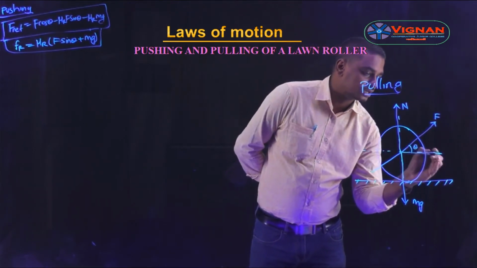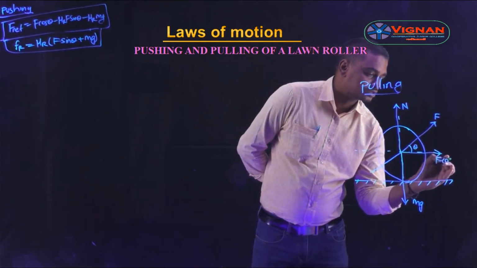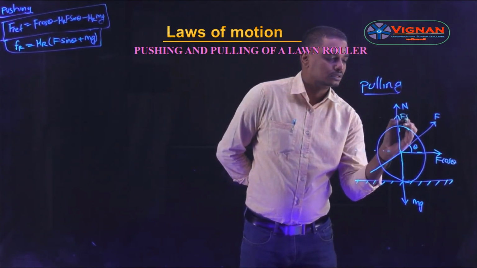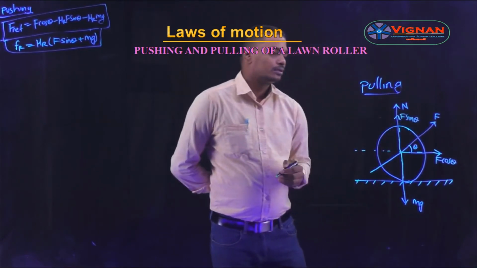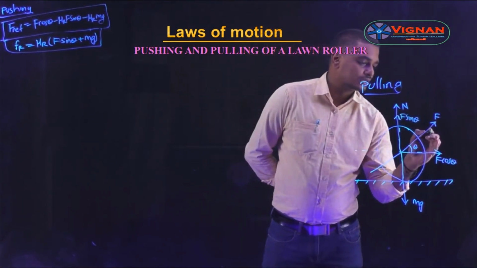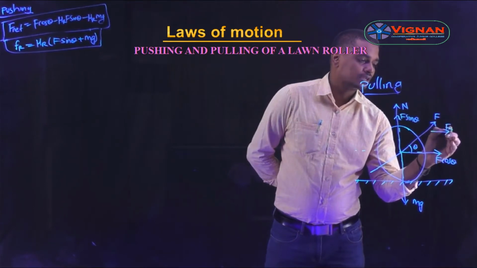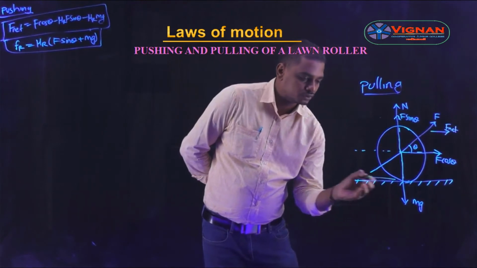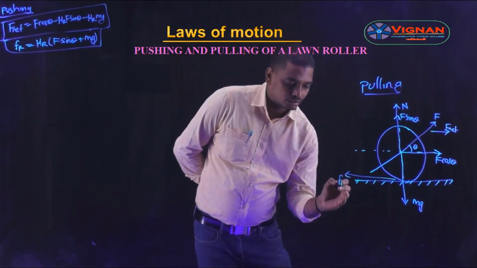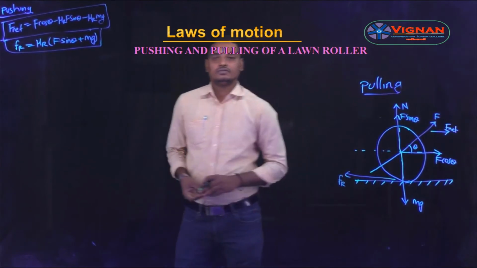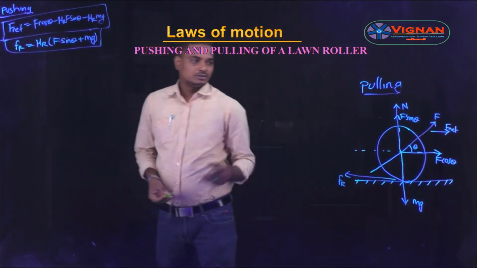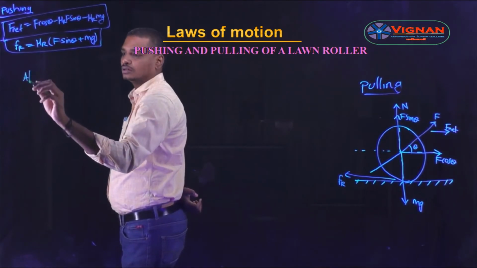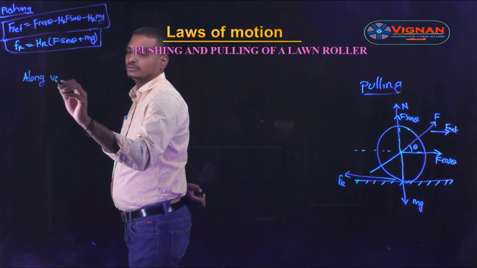Along the horizontal direction, it is F cos theta, and along the vertical direction, it is F sin theta. Due to the F cos theta, there is a net resultant force acting in this direction, and the lawn roller is moving in this direction. There is a frictional force Fr tangential to the surface of contact. So once again, let us write the equations, first along the vertical direction.